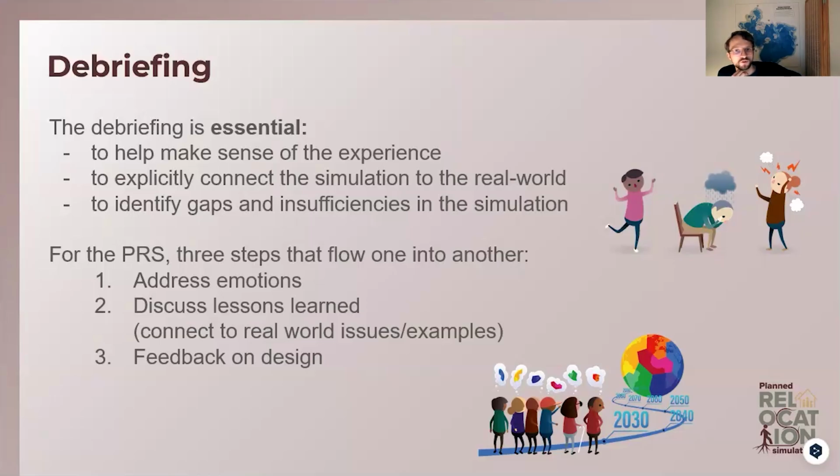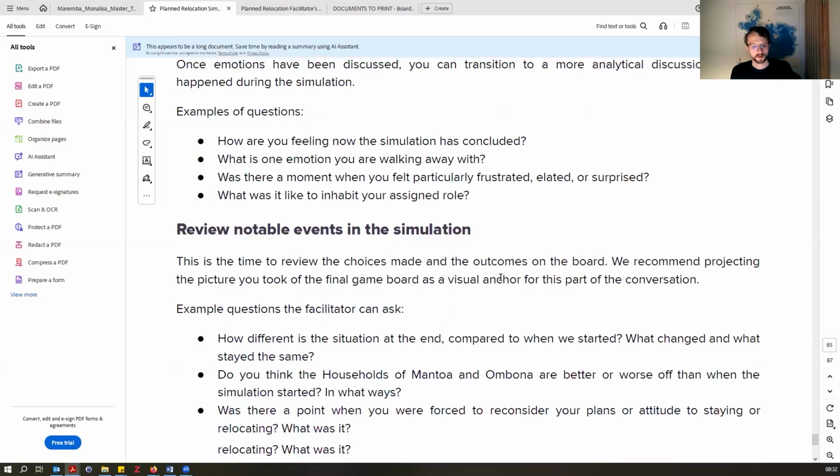And the conversation around emotion passes quite quickly. But then in the lessons learned, at this stage, we have in the handbook a number of suggested questions, specifically phrased, that you can use as starting points for each of those steps. But I could also just show you.